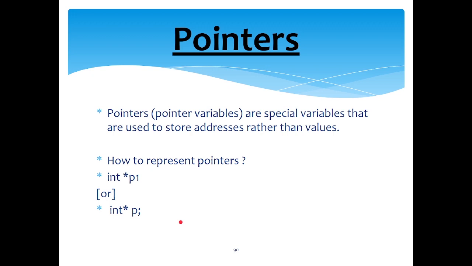What are pointers? Pointers are the special variables which are used in C to store the address rather than the values. Instead of storing values in the variables, we will store the addresses. That's the main theme of pointers. How to represent pointers? Simple. If I take any data type, int star pointer name is the representation of your pointers. Or you can write int star, after that give a space, pointer name. Any one of them can be represented as pointers.